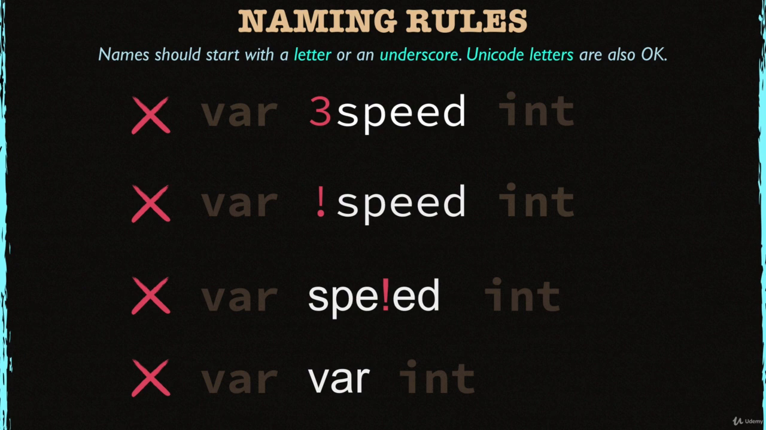As you've seen, these rules are there to prevent ambiguities. They help the Go compiler understand what you mean, and they make the compiler's job easier. Okay, that's all for the naming rules. Let's continue.